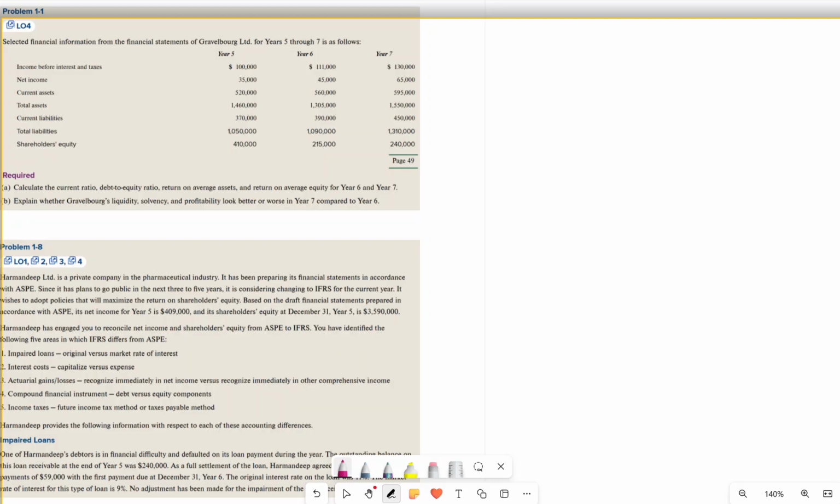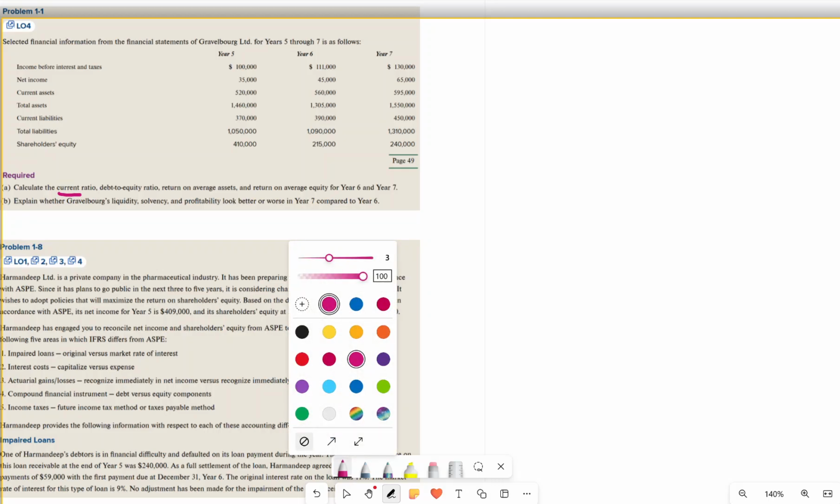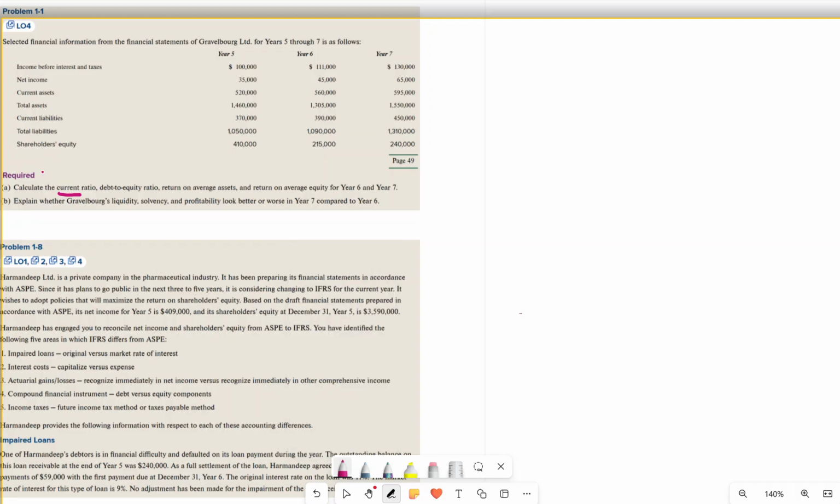The first thing we already learned how to do is how to calculate the ratios. So we are going to do the current ratio, the debt to equity ratio, return on average assets, and return on average equity, only for the year 6 and for the year 7. So in the question we are given year 5, year 6 and year 7. From there we have to complete part A.